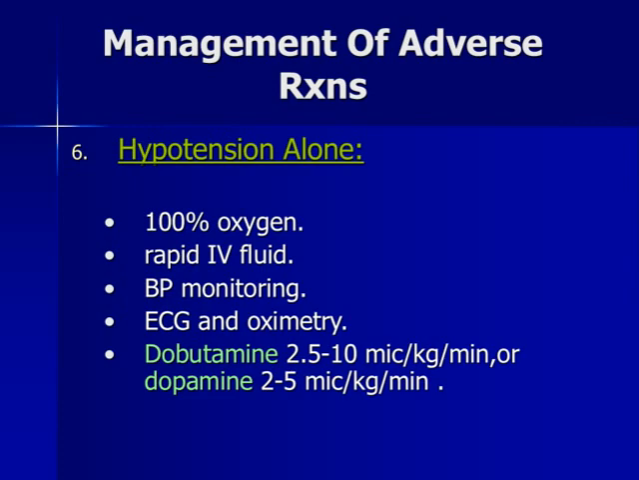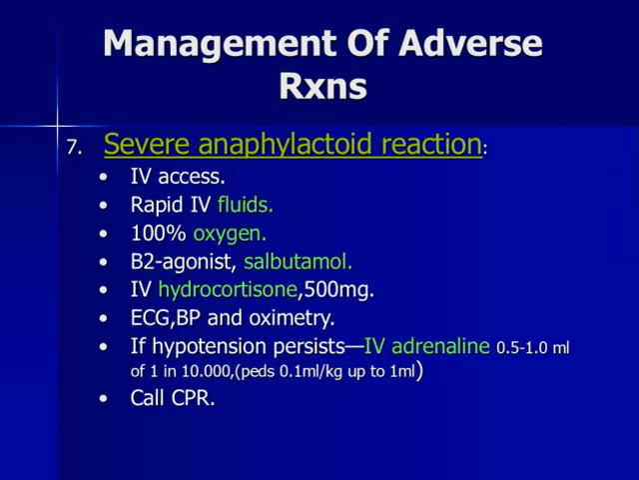If there is hypotension alone, again 100% oxygen with rapid IV injection, blood pressure monitoring, ECG and oximetry, and if no response, you might go to dobutamine and dopamine. Okay. Now, what about the management of severe anaphylactoid reaction, like the real horror? IV access, rapid fluid, 100% oxygen, beta 2 agonist, and IV hydrocortisone, ECG, blood pressure monitoring, oximetry. If hypotension persists, give adrenaline and call CPR. Okay?